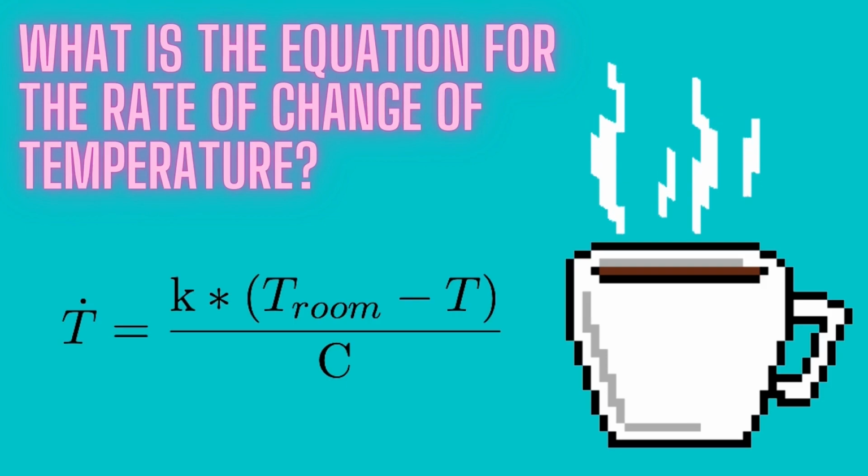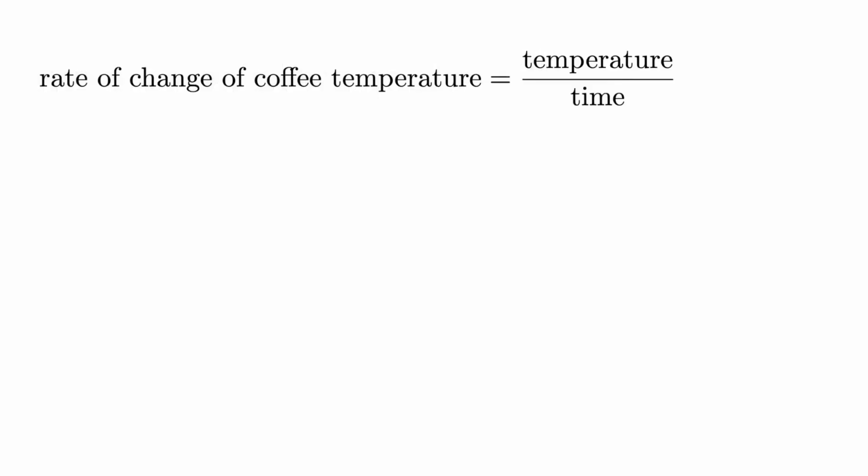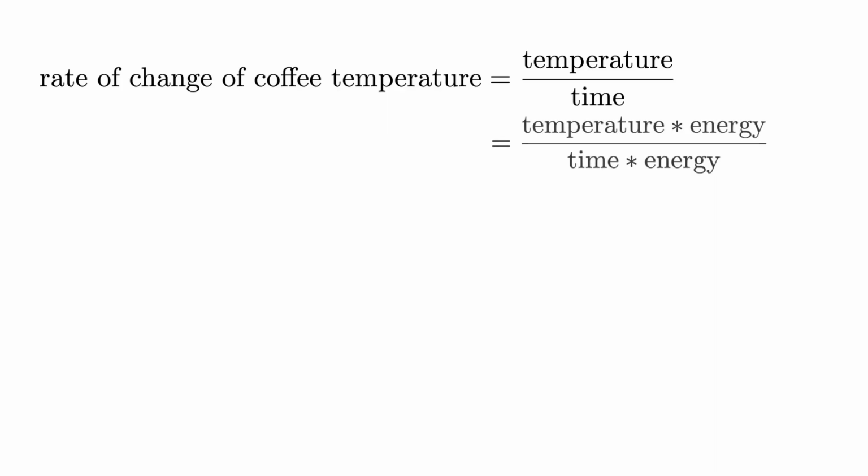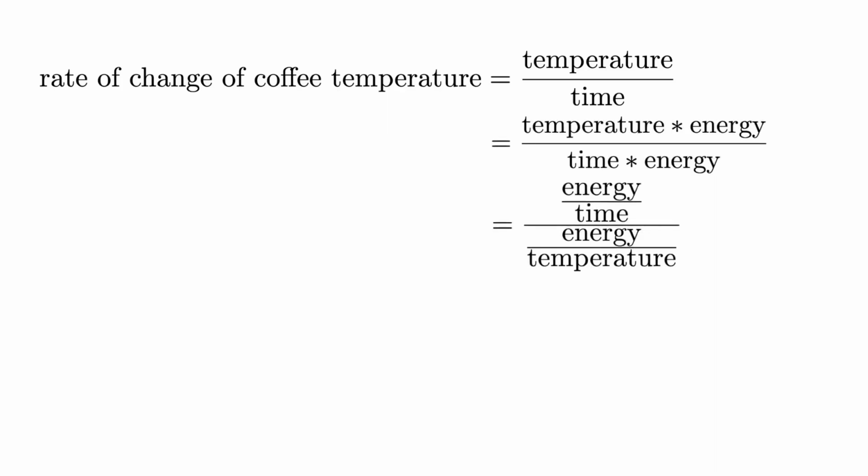Okay, now let's try and simulate something more meaningful. Engineers are fueled by coffee. Let's try and simulate that cup of coffee on your table. To create the dynamic model for the temperature of a fluid mass, we need to be concerned about the rate of change of temperature. The rate of change of temperature, dimensionally speaking, is equal to temperature over time. Multiply and divide by energy and rearrange. We get energy over time in the numerator and energy over temperature in the denominator.